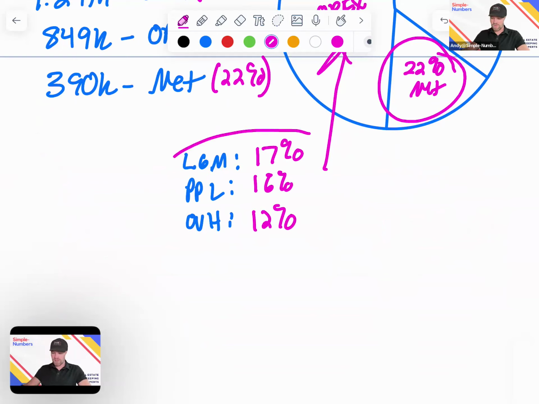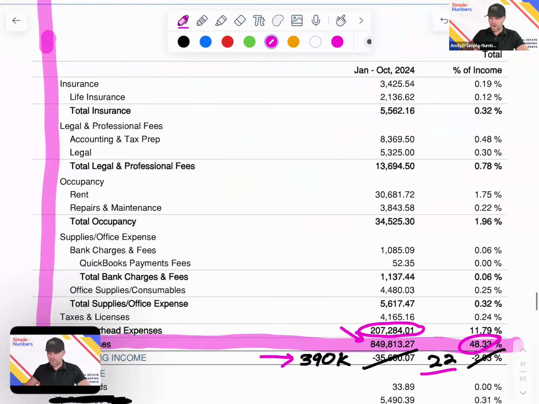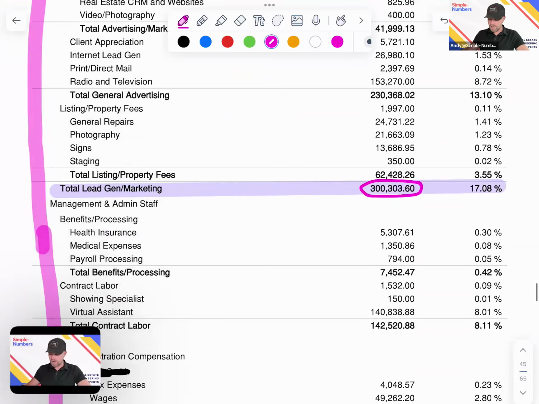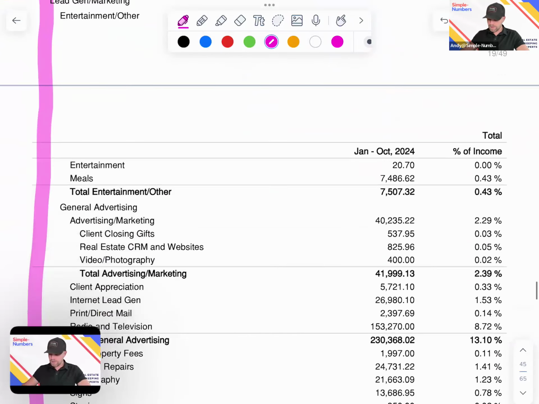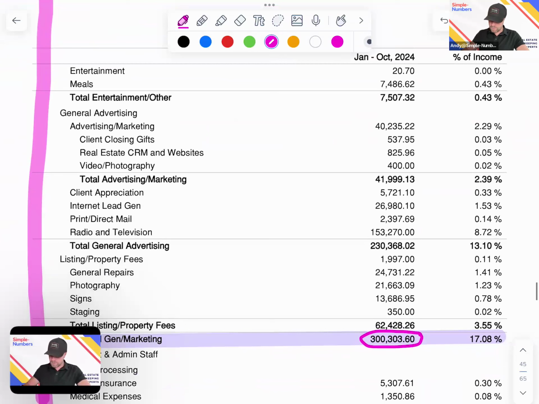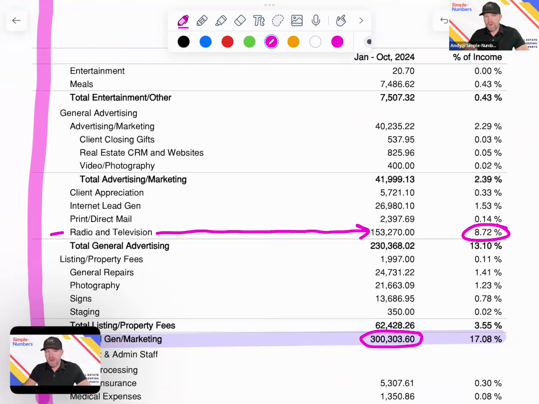So where's the biggest issue? Right here, lead gen marketing. I think he's 7% too high on lead gen marketing. So can we figure out where it is? Well, I already did. It's right here under lead gen marketing. Right here, radio and television, 153,000, or about 8%. If I were them, I'd be looking very closely at the return on investment on that spend.